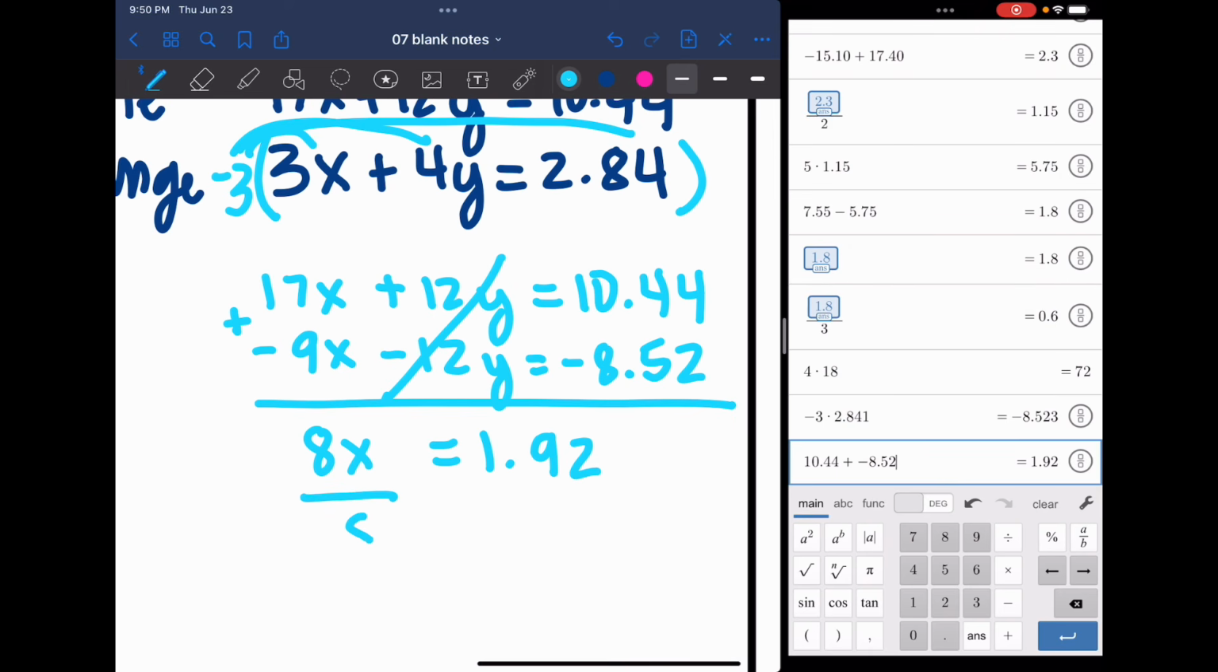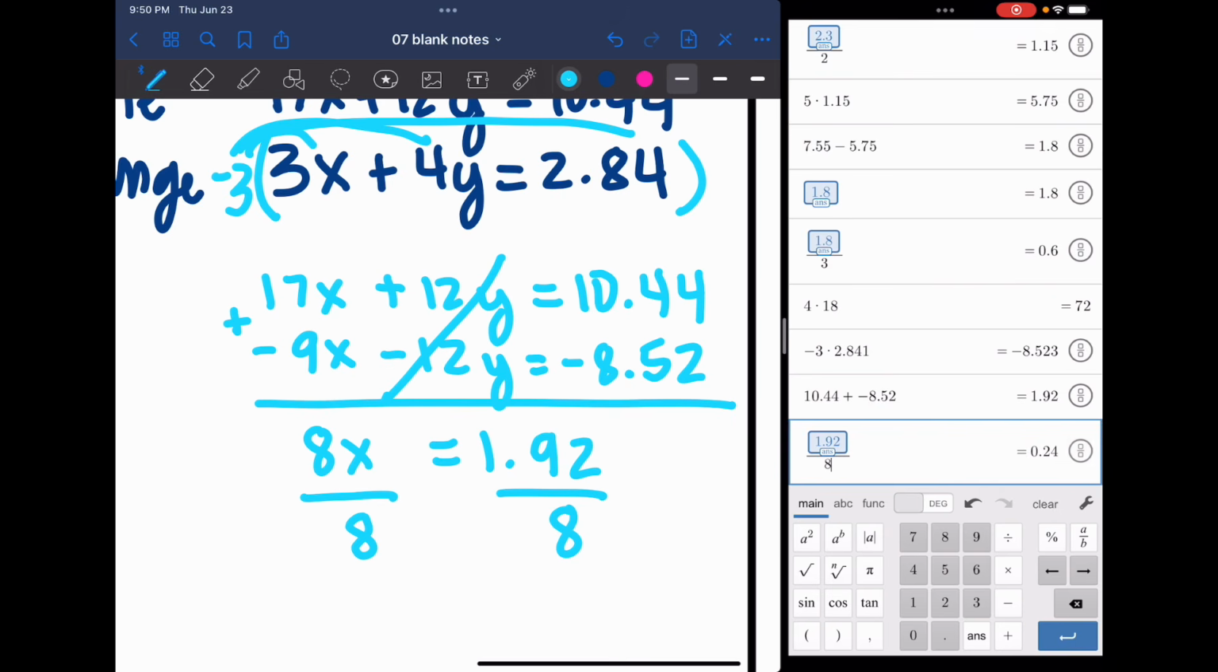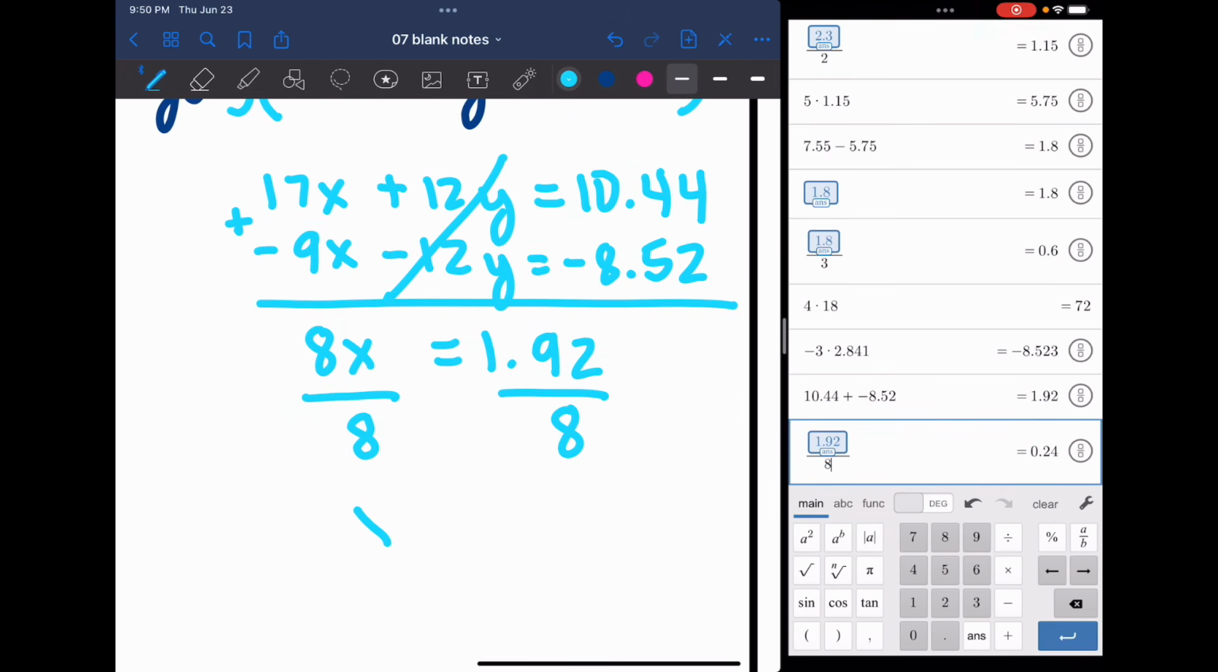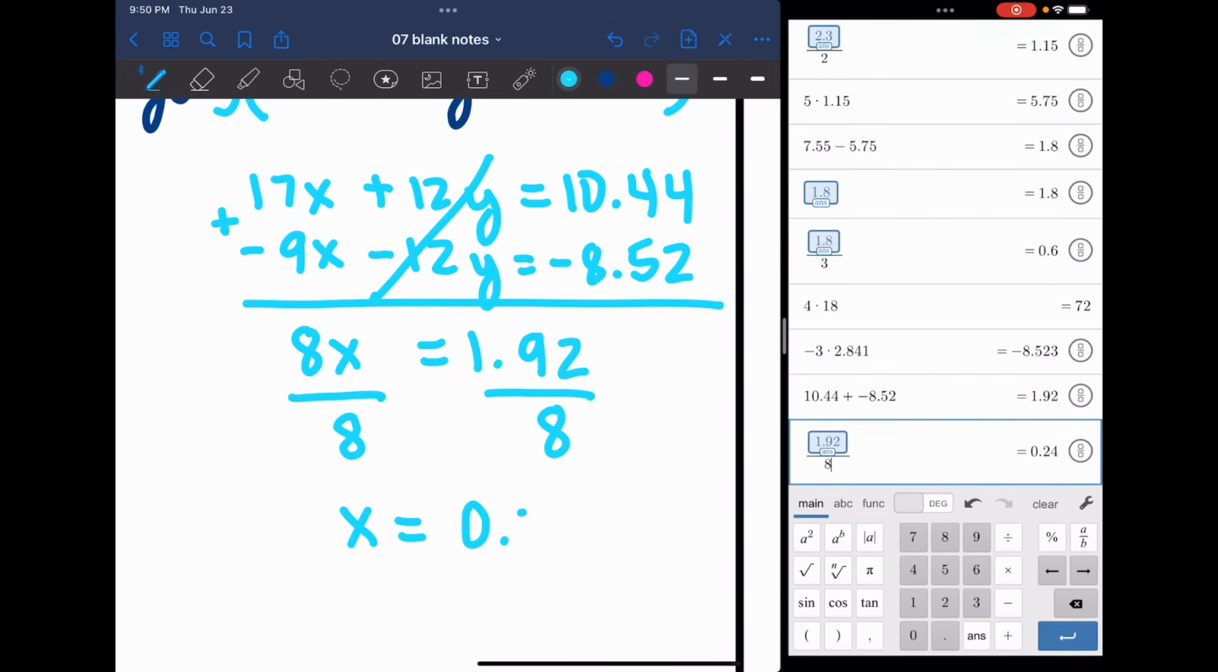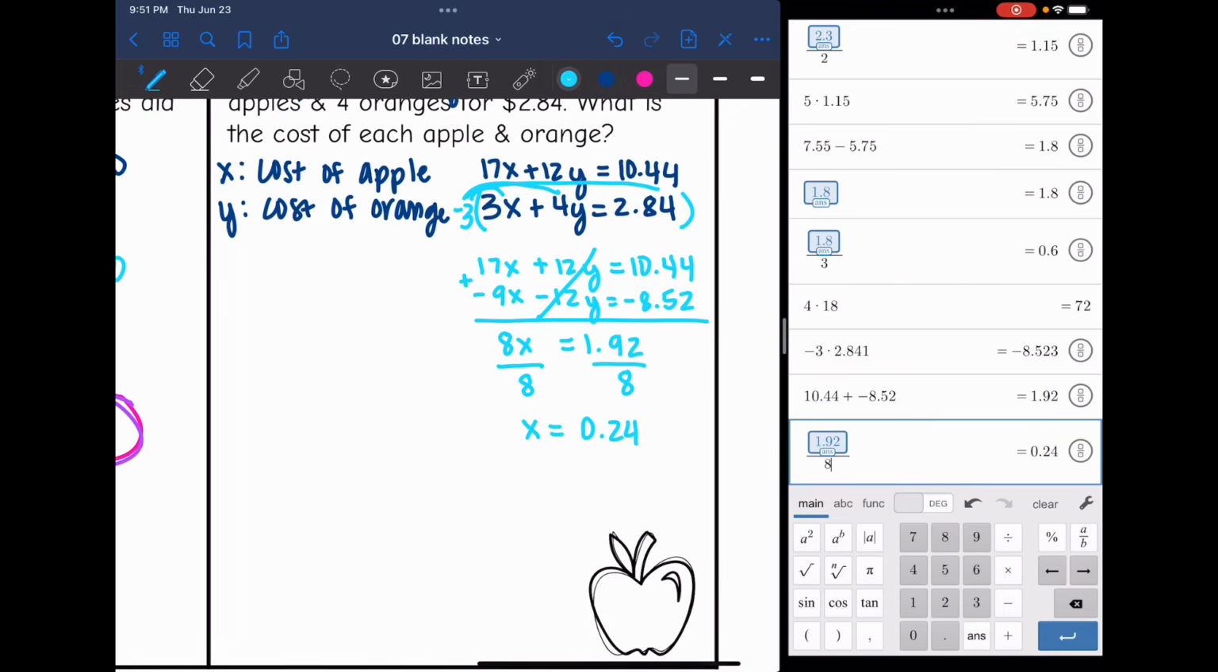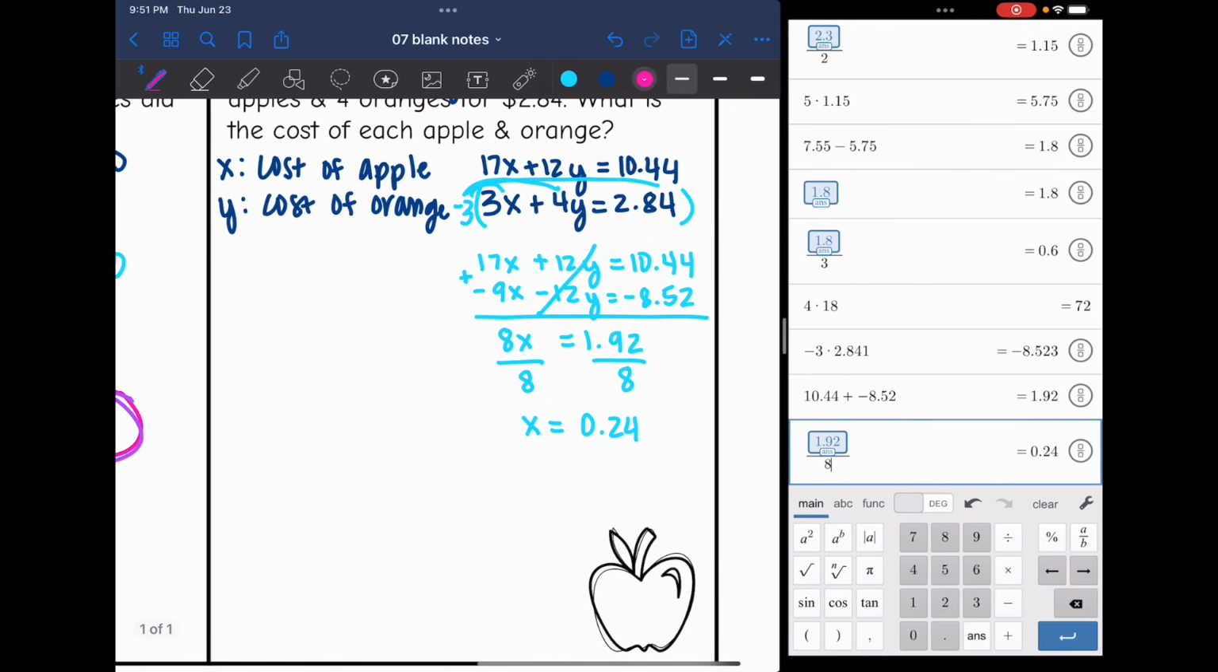And then I'm going to divide by 8, and I get 24 cents. So x was the cost of an apple. So an apple costs 24 cents. Now I need to determine the cost of an orange. I need to solve for y.